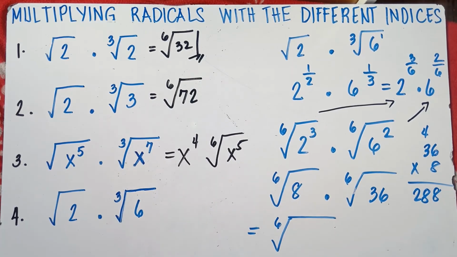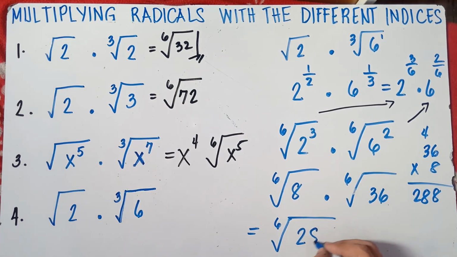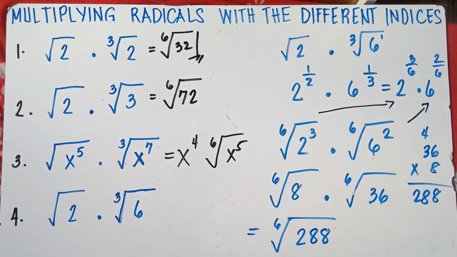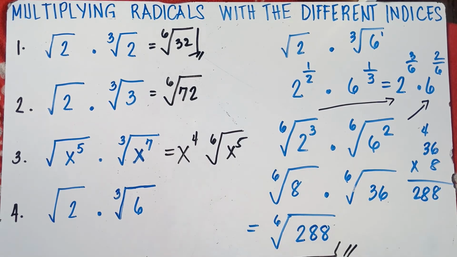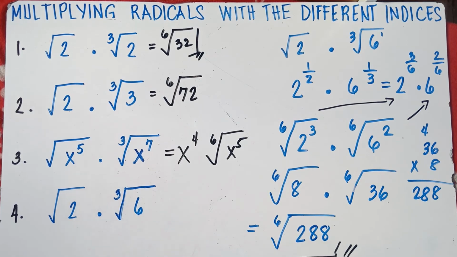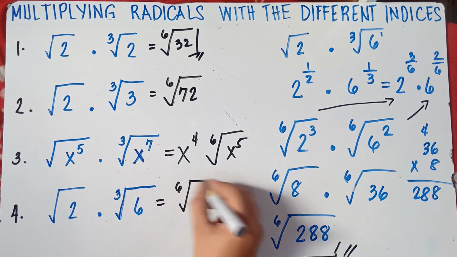So that would be the 6th root of 288. Alright, can we simplify? Nope, we cannot simplify that one. We need to find a number that when you multiply it 6 times, you will get 288. There is none. So this will be our final answer, class: the 6th root of 288. That's it, class. That's the answer there.